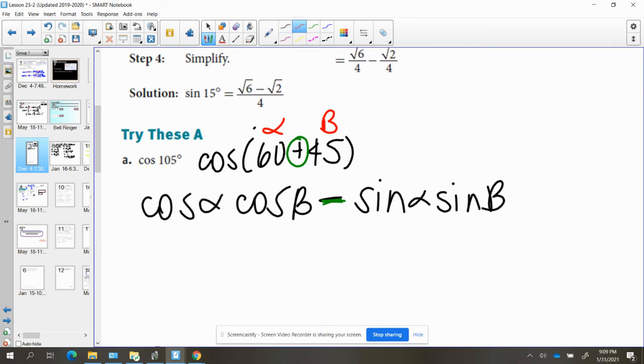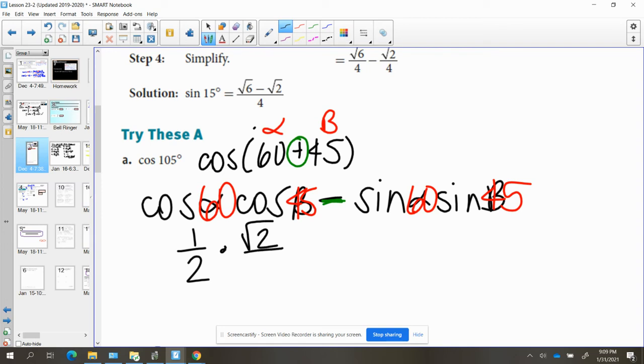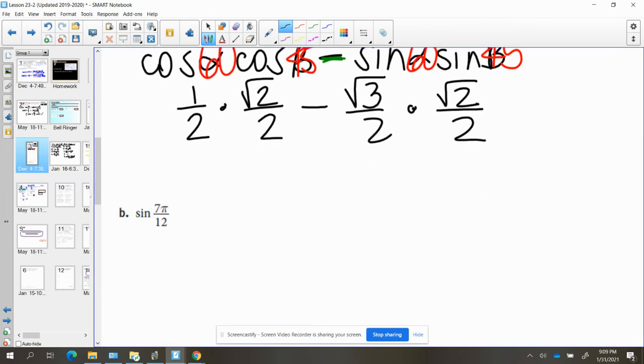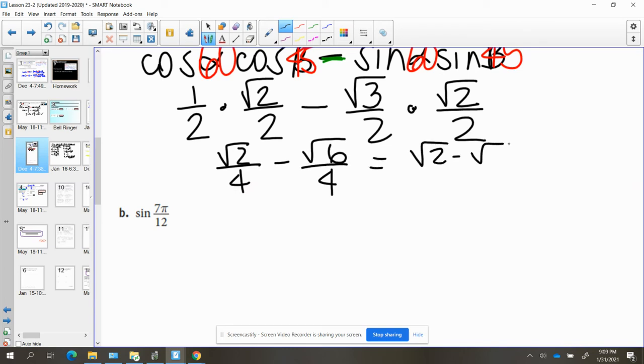So again, now I can just plug in 60 for alpha and 45 for beta into the formula, and I know that the cosine of 60 is 1/2, cosine of 45 is square root of 2 over 2, sine of 60 is square root of 3 over 2, sine of 45 is square root of 2 over 2, and if we simplify, we get square root of 2 over 4 minus the square root of 6 over 4, which can be rewritten as one singular fraction.